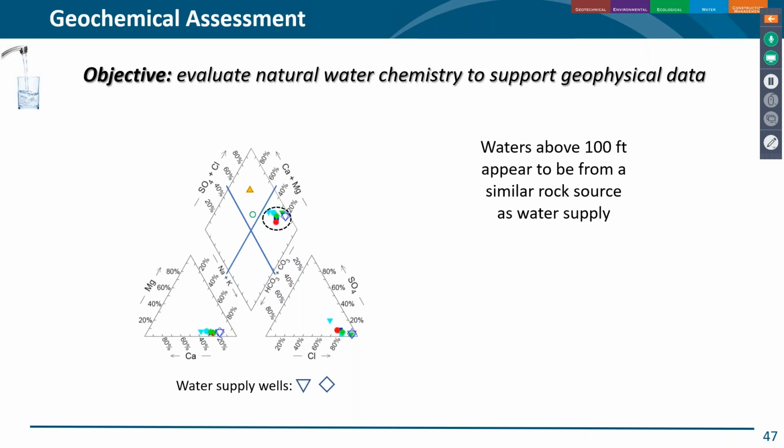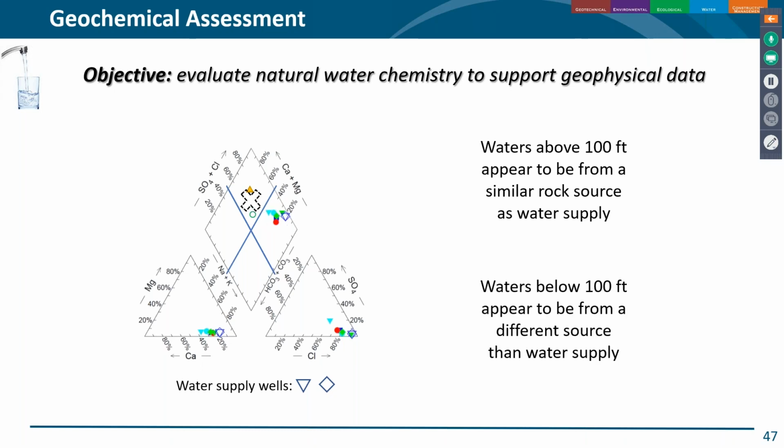These were all waters from above 100 feet, bedrock and overburden, and the water supply wells, which were above 100 feet. Those are not necessarily connected. That's not what these data are telling us, but they came from a similar water source. So that's really what that says.